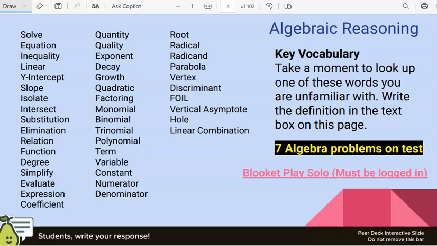This video will cover some of the algebra topics that can appear on the Math TSIA. Take a moment to look at these words. If there are any words that you're unfamiliar with, look at their definitions and make connections.